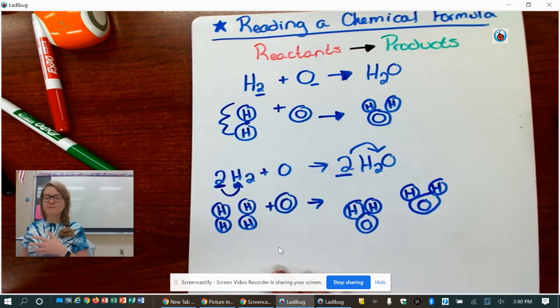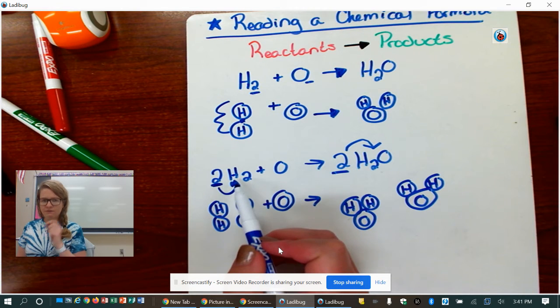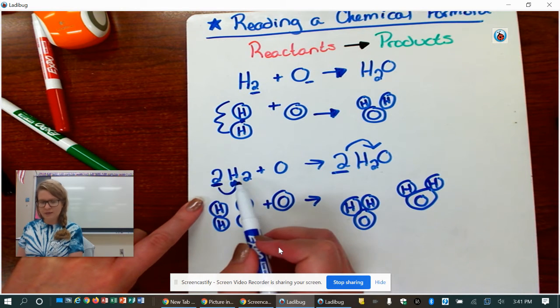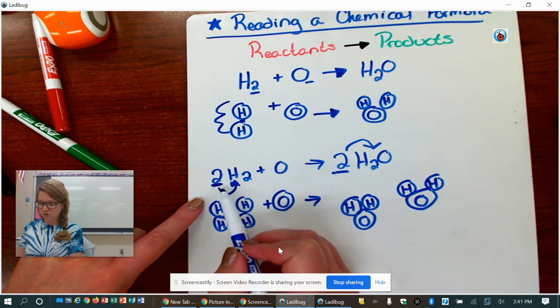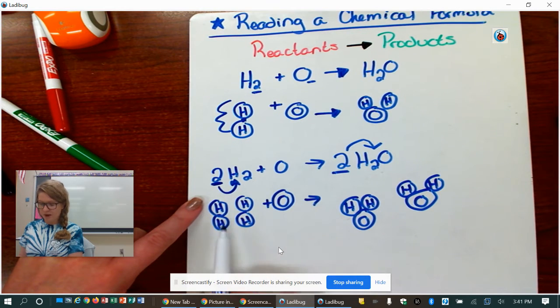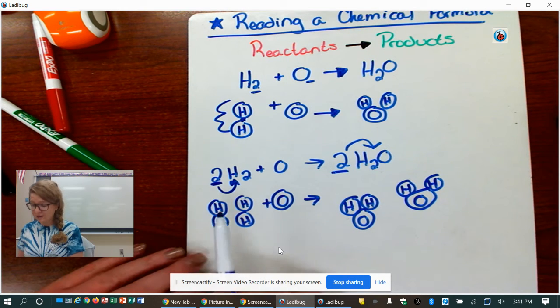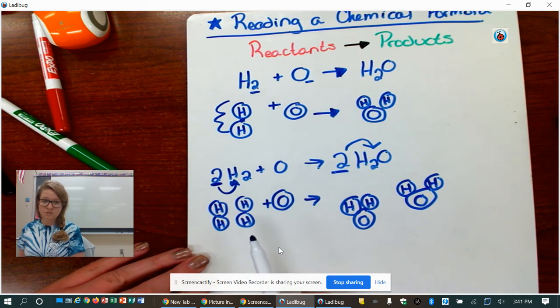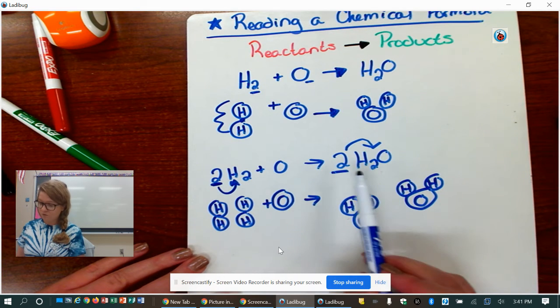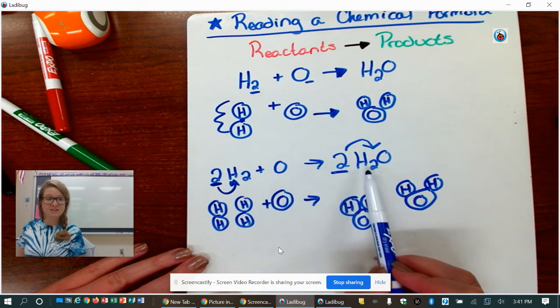Now, some of you might not need to write it out. You might be able to say, okay, I have 2 H2s, 2 times 2 is 4. If I have 2 molecules, each with 2 hydrogens in them, I know I have 4 hydrogens. If your brain doesn't work like that, that's okay. Make sure you write out your molecules every time. For example, over here, I know that I have 2 H2s. Again, that's 4.